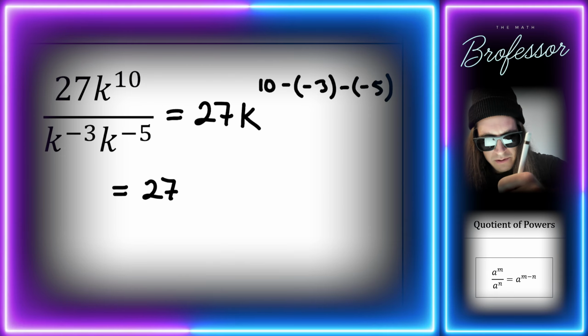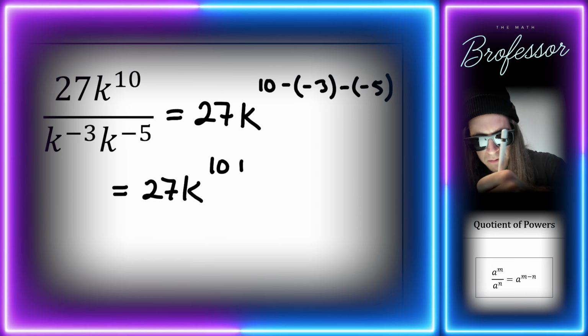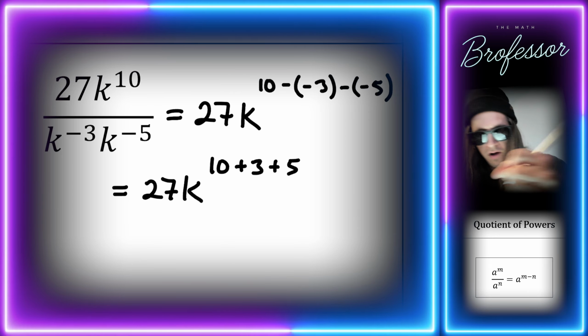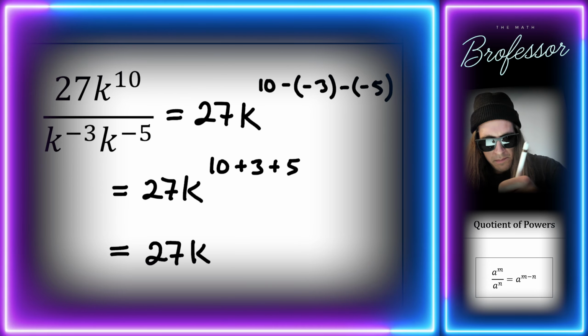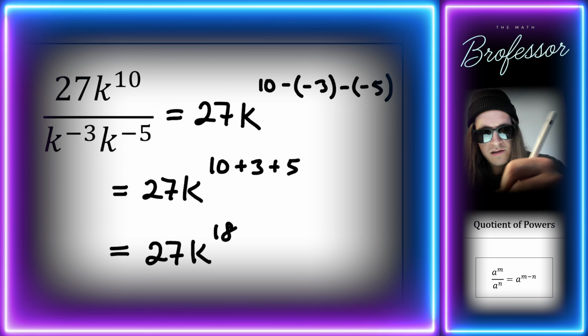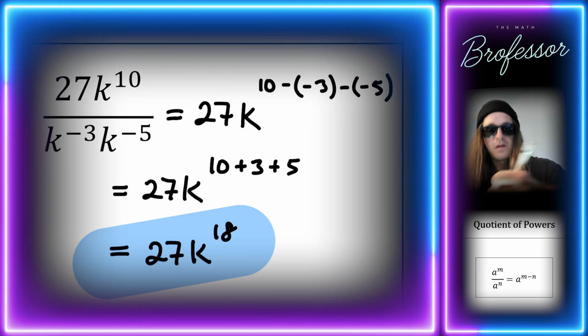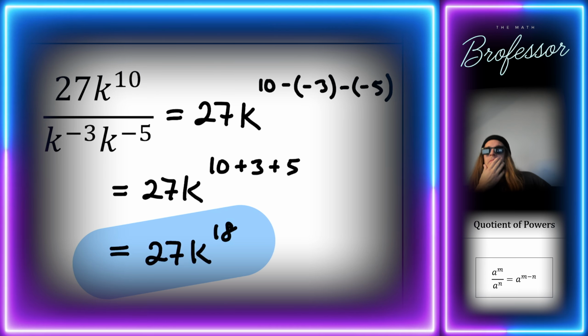So all these double negatives would turn to positives. 10 plus 3 plus 5. And then what is that? 10 plus 3, 13, plus 5, 18 is the answer right there. There you go. I'm going to get canceled for that problem. But hey, I hope you learned something.